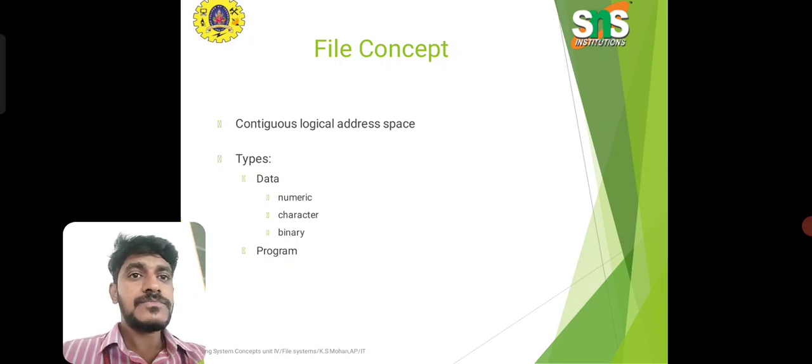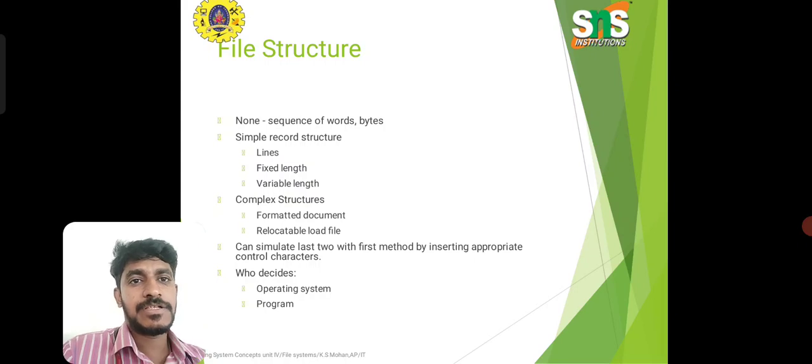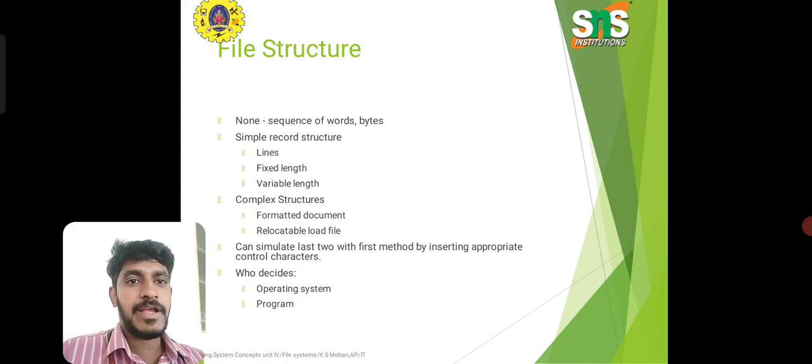Next is the file structure, which is a sequence of words, bytes, and other things. For simple record structures, we have lines, fixed length, and variable length. For complex structures, we have formatted documents and relocatable load files. We can simulate the last two with the first method by inserting appropriate control characters. It will be decided by the operating system and program. So file structure can be a major process here.